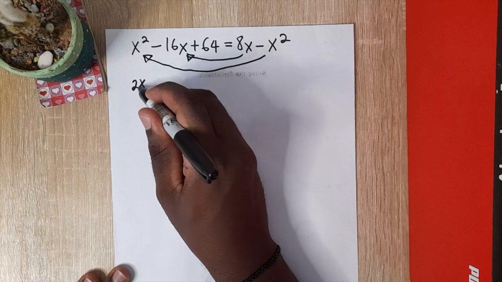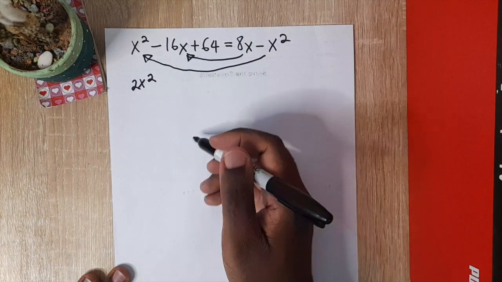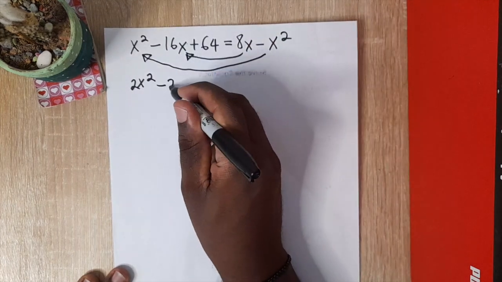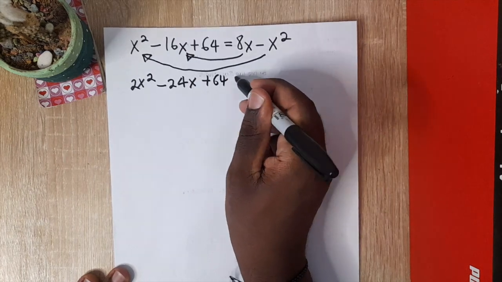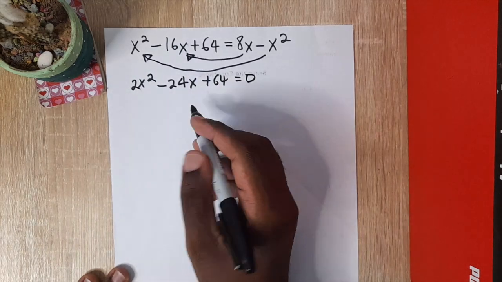So when you move that x squared to the left side, it's like adding it to x squared, so it becomes 2x squared. And when you move that 8x over to the left side, it's like adding negative 8x, and it becomes negative 24x plus 64 equals 0. So now this is a quadratic equation.